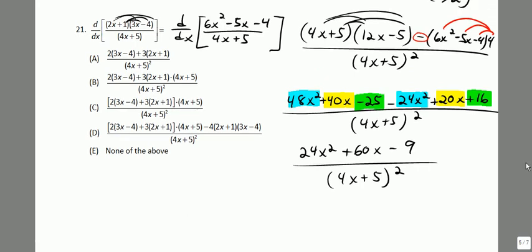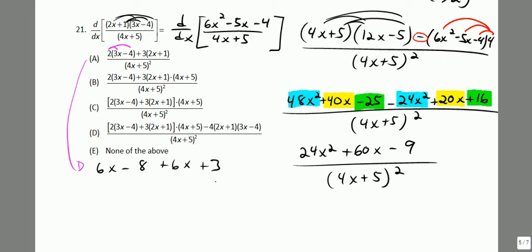Okay, we'll keep trying to clean this up. So how can I figure out which of those answers on the left is equivalent to mine? Well, I could expand them out, right? What if I started with this one? 2 times 3x would be 6x. So if I rewrote A, it would be 6x minus 8 plus 6x plus 3.